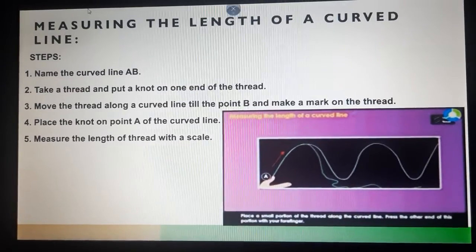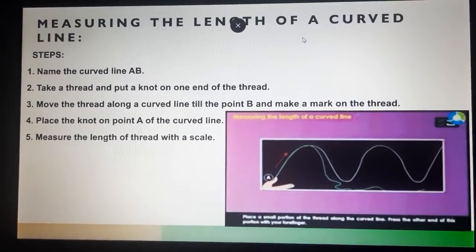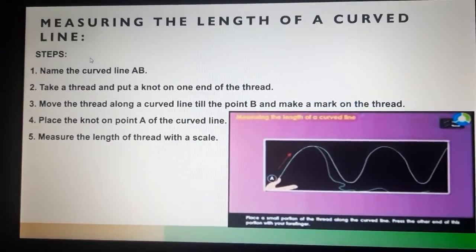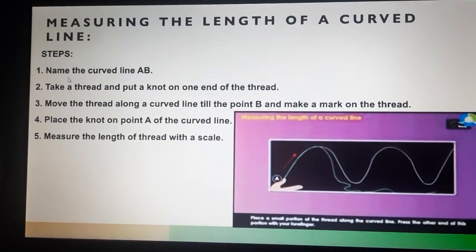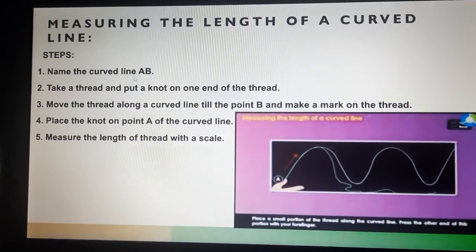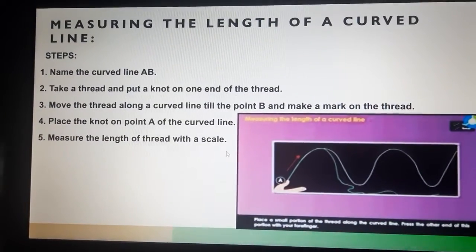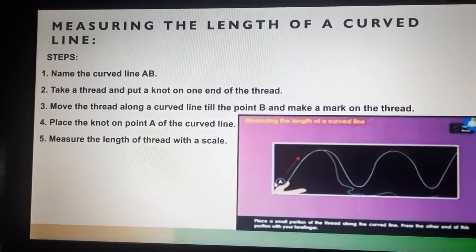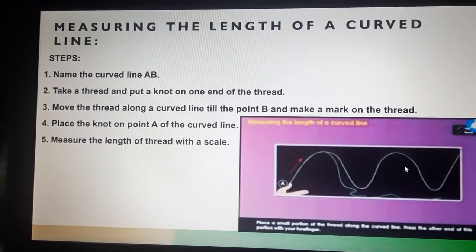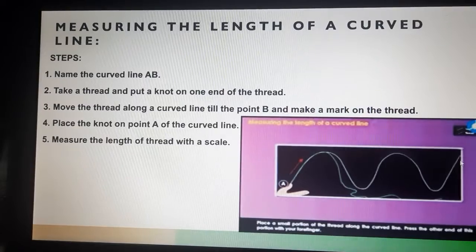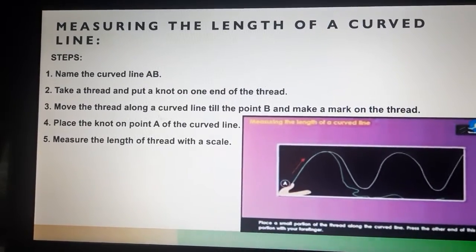Now, measuring the length of a curved line. If the line is curved, then how will you measure it? Steps. First, name the curved line as AB. The first point from where the curved line is starting will be marked as A, and the second point where it is ending will be marked as B.